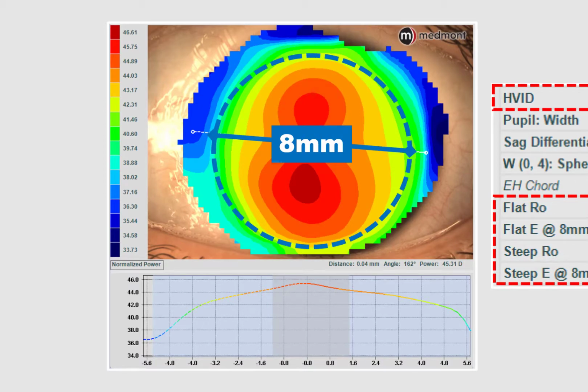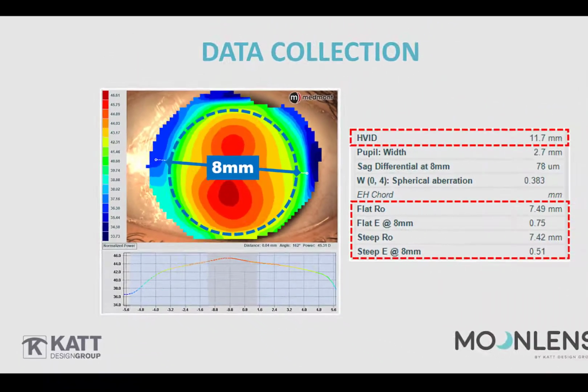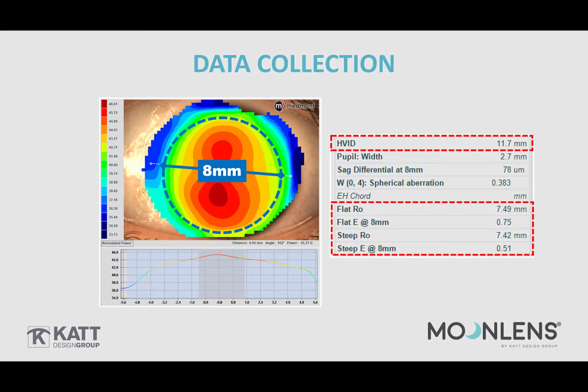The data required by the MoonLens is taken over an 8 mm chord diameter of measure. Along with the RX and the visible iris diameter, the MoonLens calculator will design a highly customized ortho-K lens for each individual eye. This is why the quality of the baseline captures is so important. Accurate information going into the MoonLens calculator creates a high first fit success.